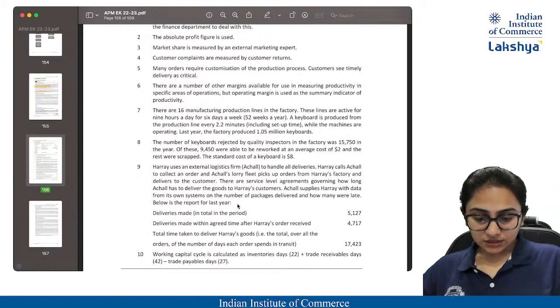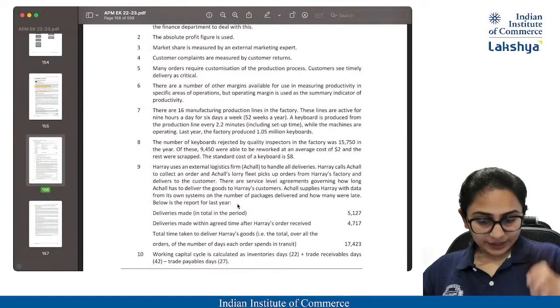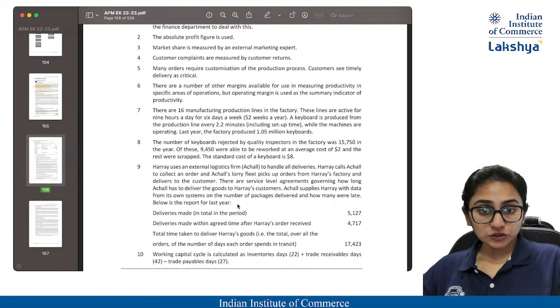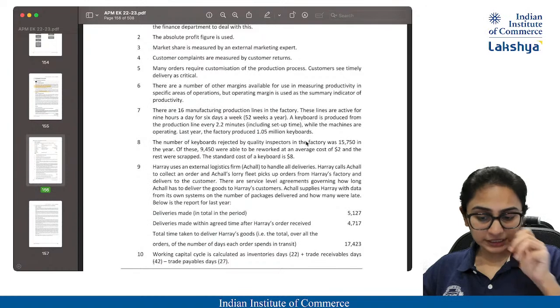Working capital cycle is 37 days. And the production time is 2.22 minutes per production line. And cycle time should be proper in order to make sure that it is delivered on time. If you see here, there are 16 manufacturing production lines in the factory. These lines are active for 9 hours a day, 6 days a week, 52 weeks a year. And keyboard production line is 2.2 minutes, including setup time, and the machines are operating. Last year, the factory produced 1.05 million keyboards.